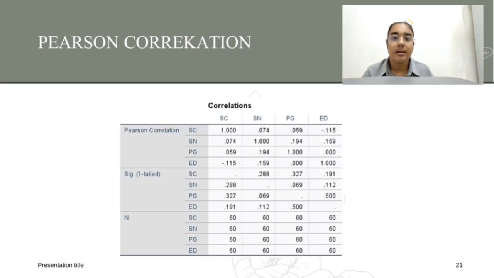The SE and SN have a weak positive correlation, which is 0.074. The SE and PG have a weak positive correlation, which is 0.059. Moreover, the SE and ED have a weak negative correlation, which is negative 0.115. SN and PG have a weak positive correlation, which is 0.159. But the PG and ED have a correlation.